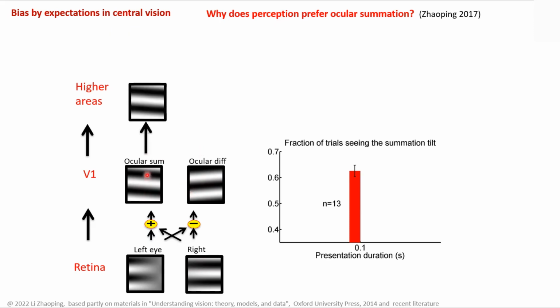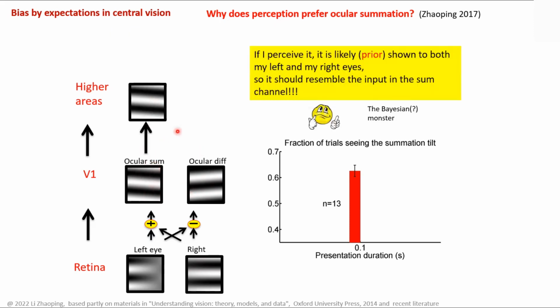So let's imagine this is telling the higher visual area, oh, it's tilted clockwise from horizontal. And the higher visual area says, if I perceive it tilted this way from horizontal, it's likely that both eyes should have it, in my left eye and right eye. Does that make sense? Because that's what I expect the world should be. And therefore it should resemble the input in the sum channel. It should resemble this input. So therefore, it goes back and verifies and says, oh, looks like it's correct.